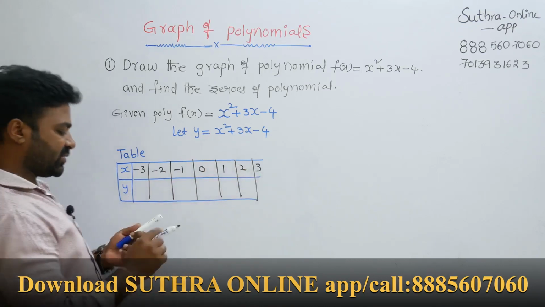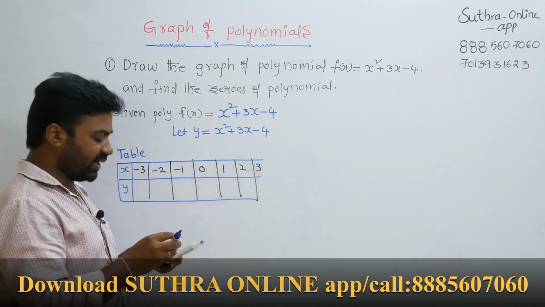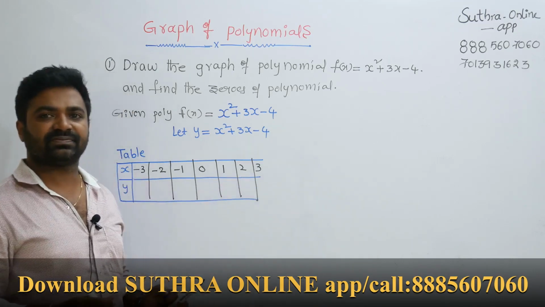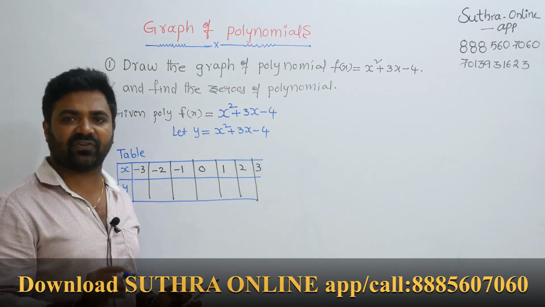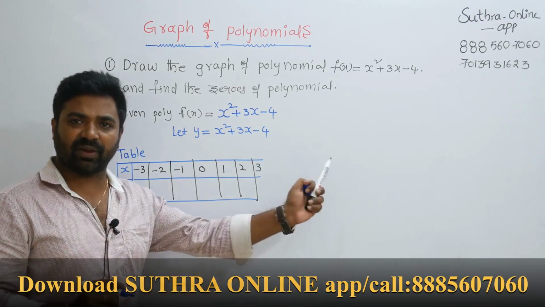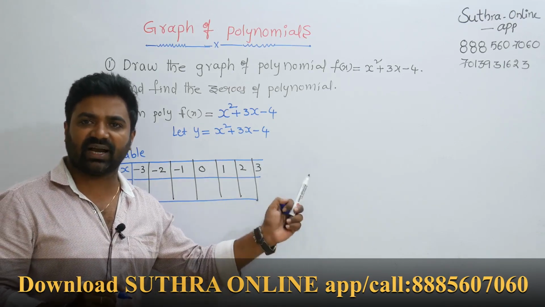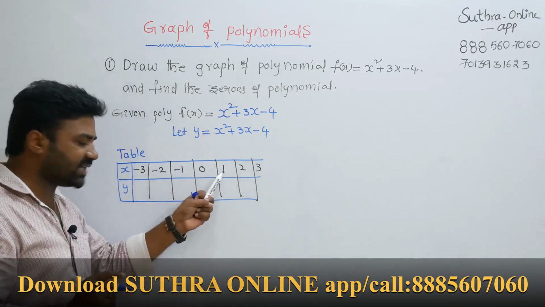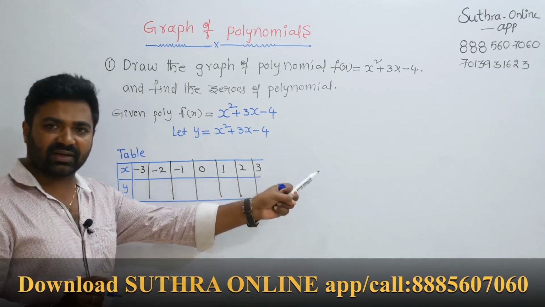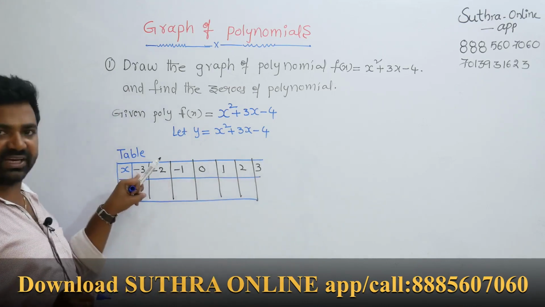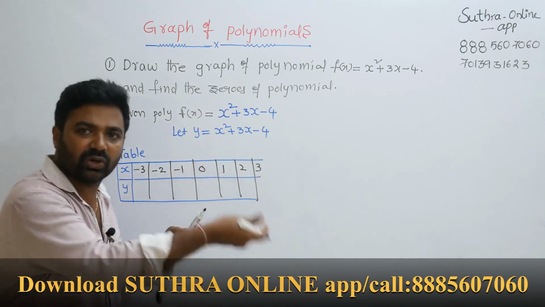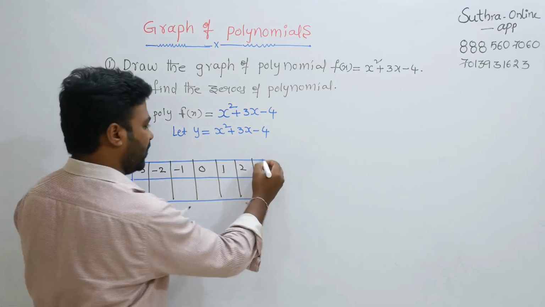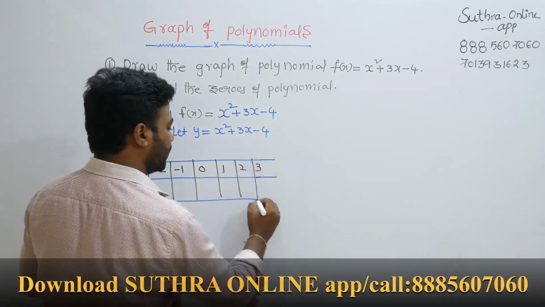Next, how many extra numbers can we take? Here the zeros we got from rough work are x equal to minus 4 and x equal to 1. The 1 is already in the box, so minus 4 we got, but minus 4 is not in this table. So we have to include that minus 4 extra.